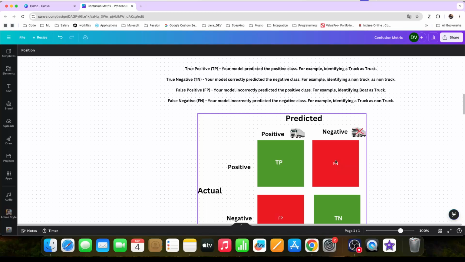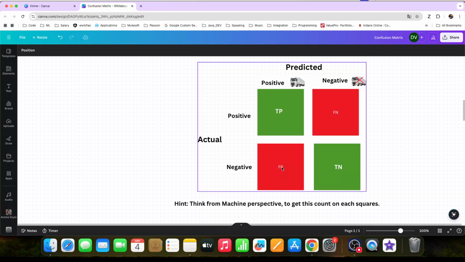And here, if it's negative, which means you are actually passing an image of a truck, but the model is saying negative, no, it's not a truck, then it's a false negative. The model is falsely identifying a positive image as a negative image. Even though it was actually a truck, the model is saying no, it's not a truck. So the model is predicting wrong.